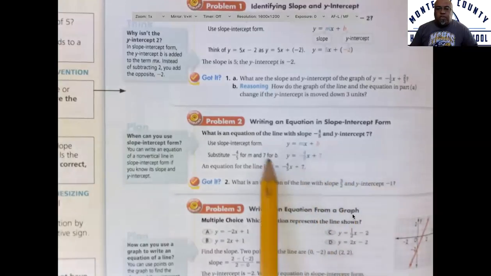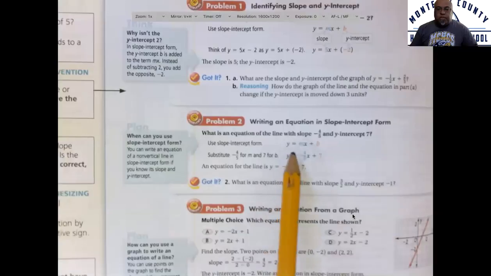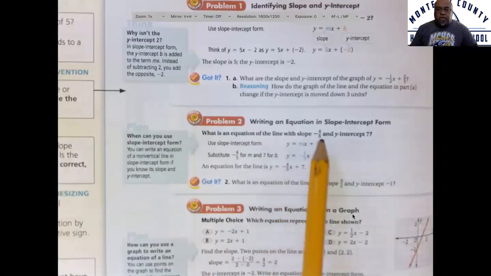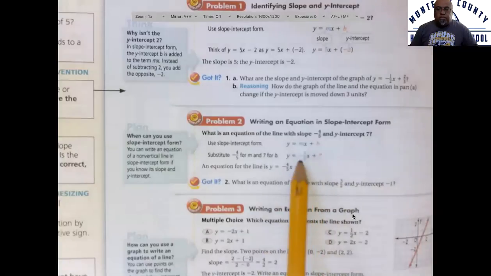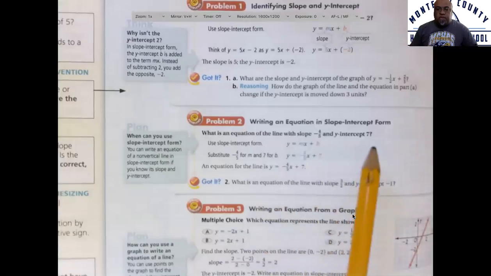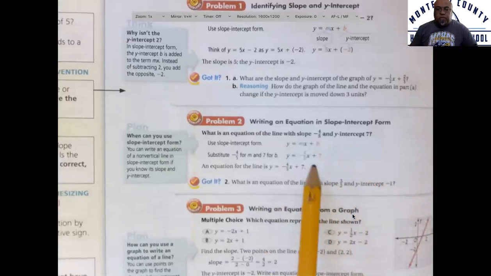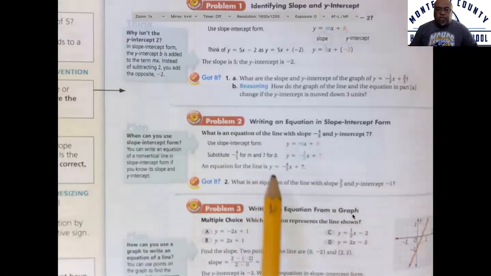So then you write the slope-intercept form, y is equal to mx plus b, and then you substitute in the values. -4/5 substitutes for m, because m is the slope, and +7 substitutes in for b. So now you just write it as the equation. Y is equal to -4/5 x plus 7.